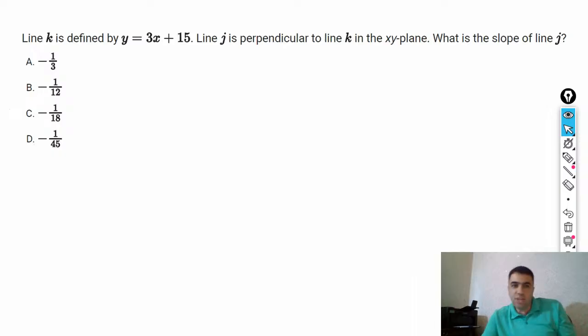Okay, the second question. Line K is defined by y is equal to 3x plus 15. Line G is perpendicular to line K in the xy plane. What's the slope of line J?